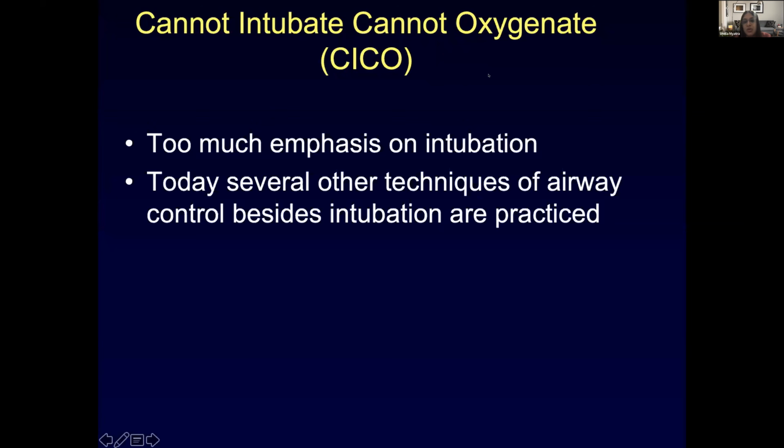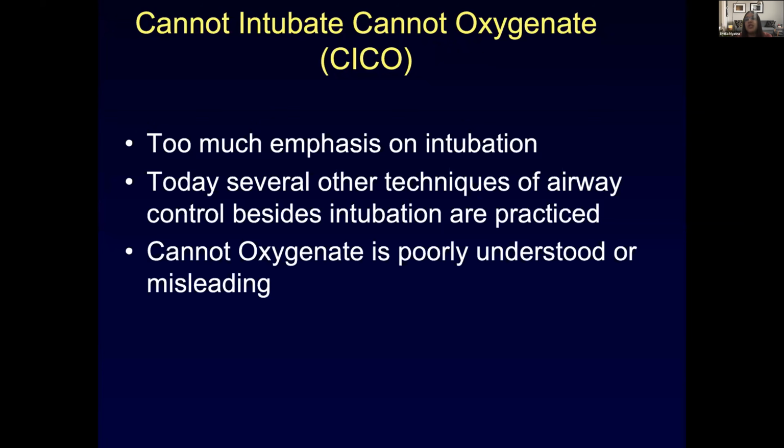So let us come to oxygenation. And I told you, oxygenation is very poorly understood and very misleading. For example, when we did a survey prior to publishing our guidelines, we asked people what they understand by cannot oxygenate. To some people, it meant the saturation falling. For some people, it meant that I cannot mask ventilate the patient. So it meant different things to different people. And as I mentioned, in the era of apneic oxygenation, you cannot have a situation where you wait for the saturation to fall before you do a cricothyrotomy.